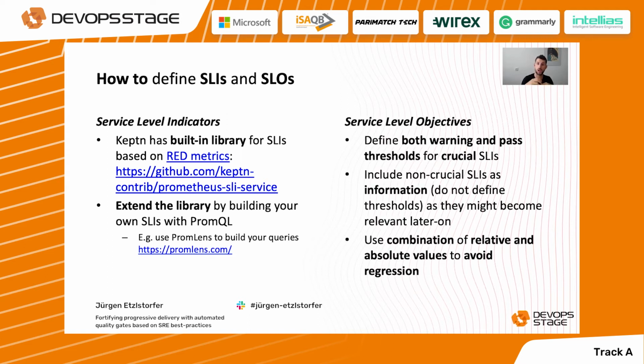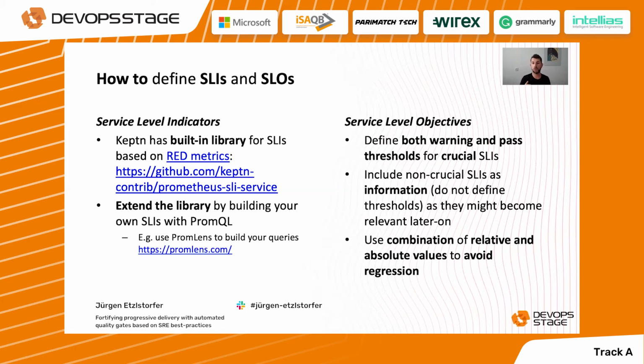For writing SLOs, there are a couple of best practices, I would say. Define both a warning and a pass threshold for crucial SLIs. So in case you're not getting the full points, you still get half the points. And you can also define it as a key SLI. So in this case, it has to be evaluated, and you will receive a warning if it's not passing, or if it's below the warning, if it's failing at all.